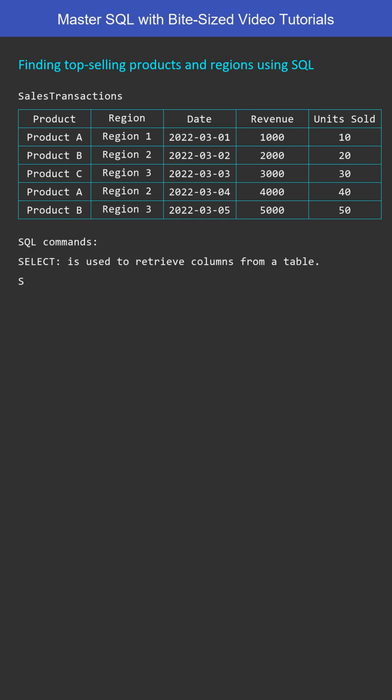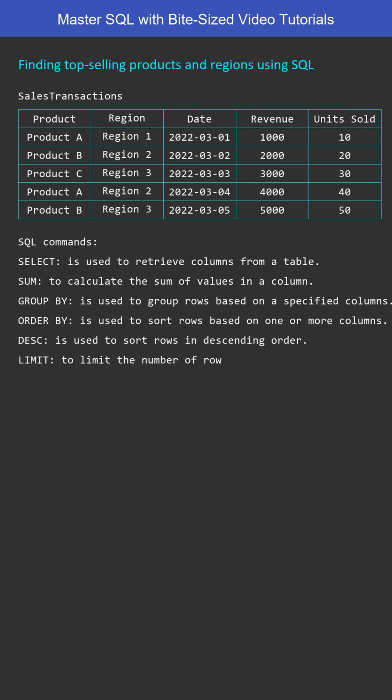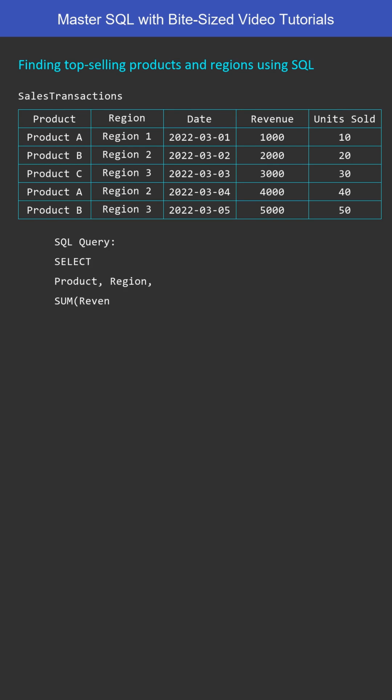The main SQL commands that are commonly used for performing this type of data analysis are: SELECT is used to retrieve columns from a table. SUM function is used to calculate the sum of values in a column. GROUP BY is used to group rows based on specified columns. ORDER BY is used to sort rows based on one or more columns. DESC is used to sort rows in descending order. LIMIT is used to limit the number of rows returned by a query.